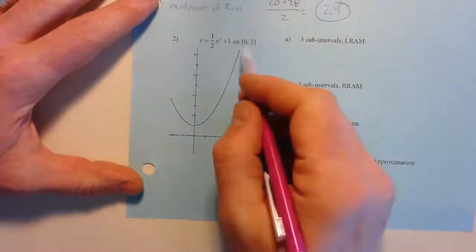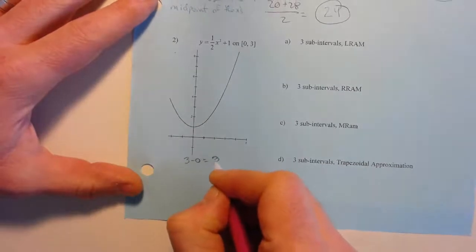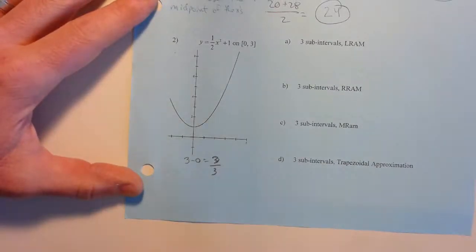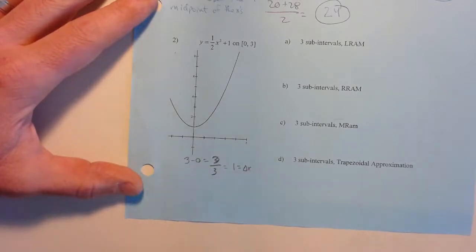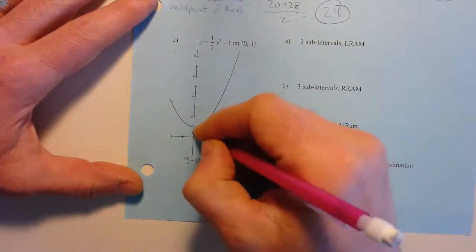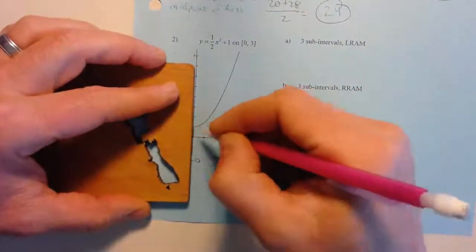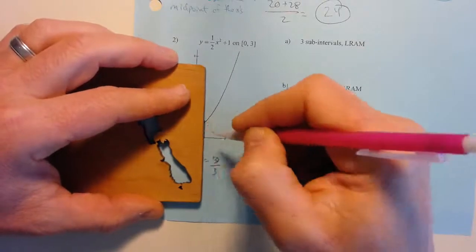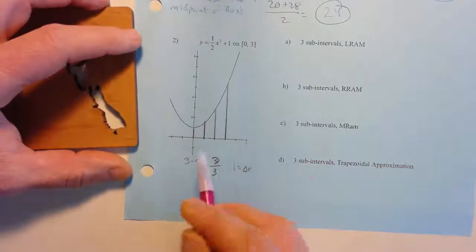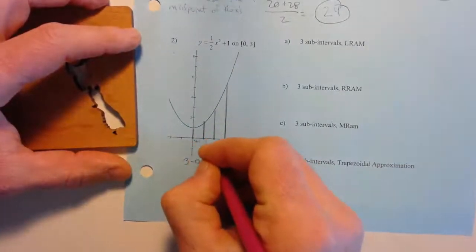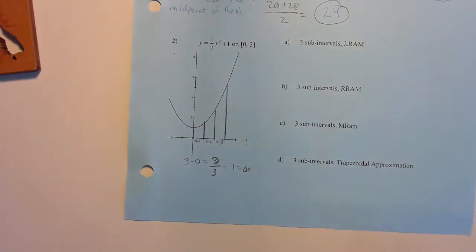Okay, so the length of the interval is 3 minus 0. I divide by 3 for the number of subintervals, so each subinterval is going to have a length of 1. So from 0, take my straight edge, go up 1, go up 1, go up 1. I have my subintervals of 0 to 1, 1 to 2, and 2 to 3.